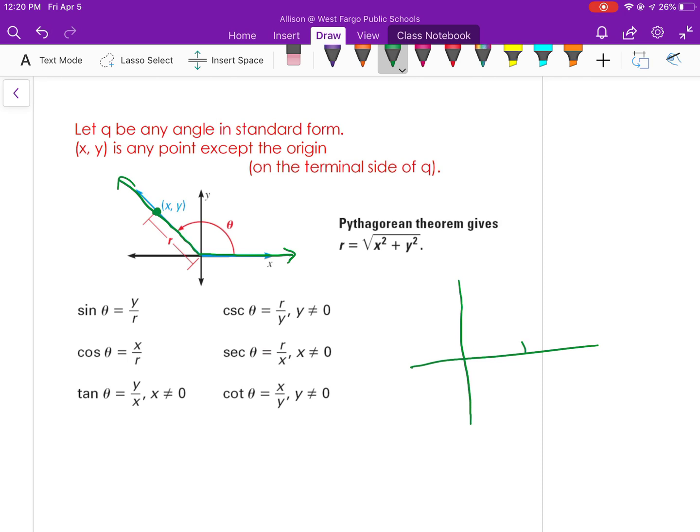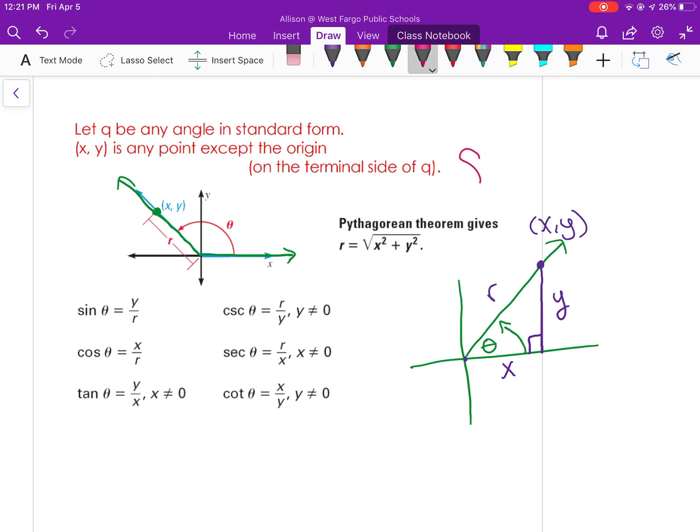Here's my angle, and I'm going to call this theta. Then I'm going to choose a point on my terminal side right here, and drop down a height, making a right angle. The distance from the vertex to this right angle is x, because this is an (x, y) point, so I'm going over x. And then up, I go up an amount of y. If I think about this as part of my circle, the distance from the origin to this point will be my r, my radius. Then I can use SOHCAHTOA to find these ratios.